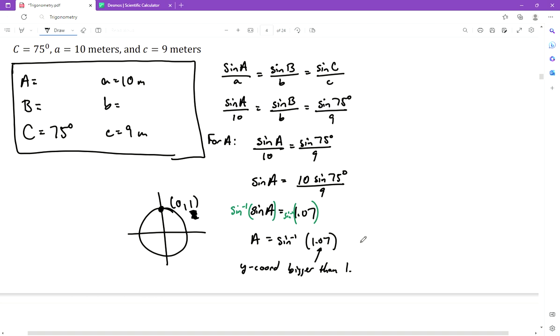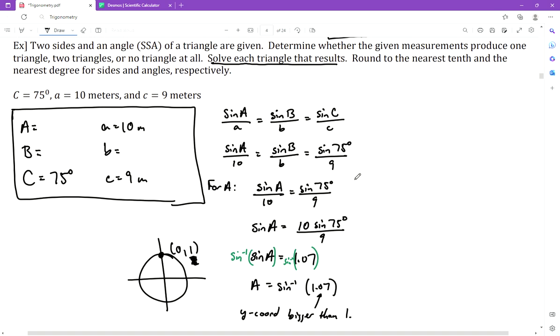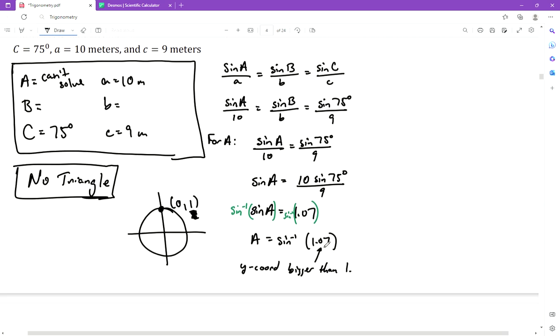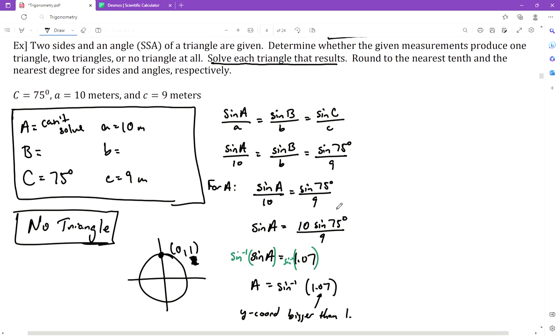So that means this is a fake triangle. This is the no triangle case. We can't solve for that A, which means we can't solve for anything else. So this is no triangle. These are the best cases because we're now done. And that's it. If you get an error, or if you do catch it, that 1.07 is bigger than 1, which is not on our unit circle as a y coordinate, then the problem's over. So, no triangle.